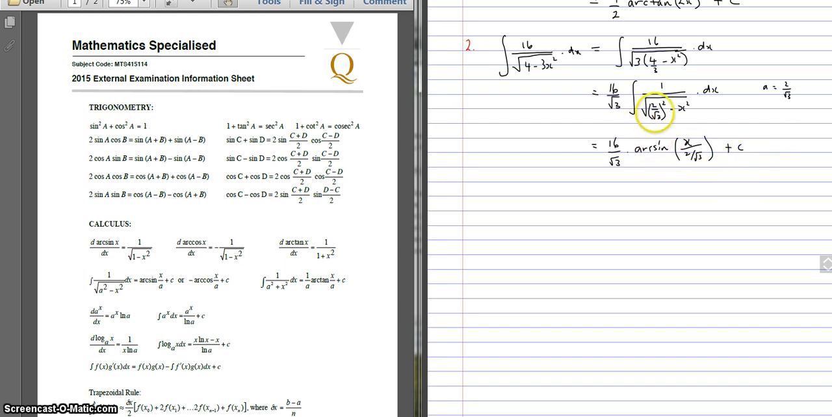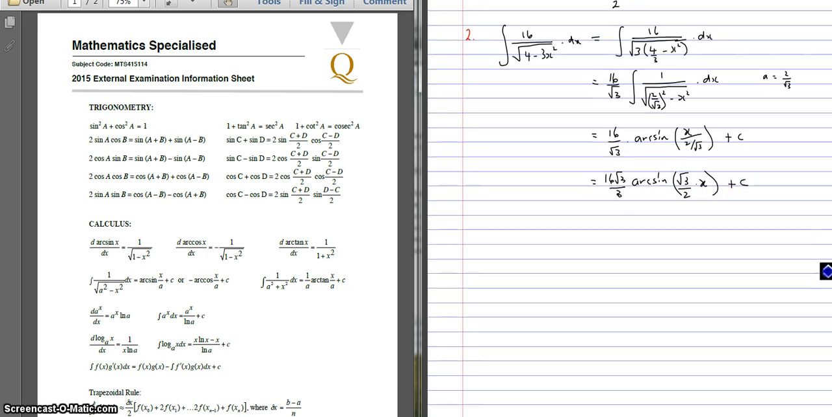A little bit ugly at this point, so we'll do some changes. Typically we don't write our denominators as irrational numbers, so that can change to 16 root 3 over 3 arcsine, and this will be the square root of 3 over 2 times x, plus c. Alright, we'll do another one.